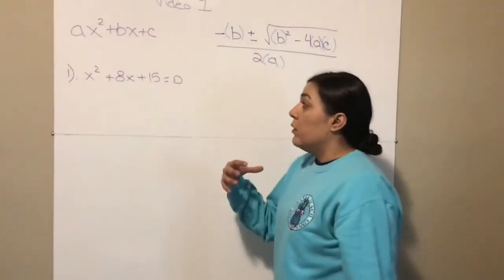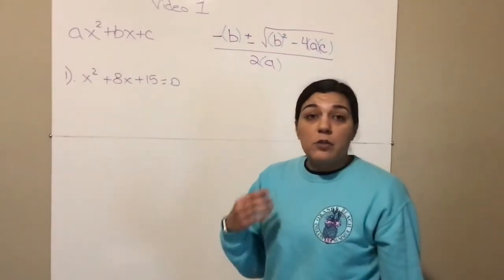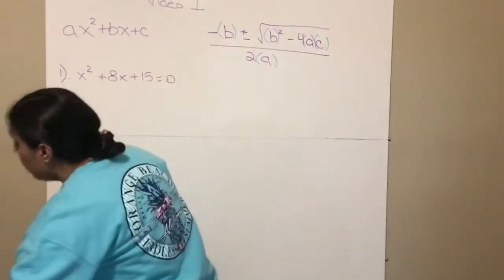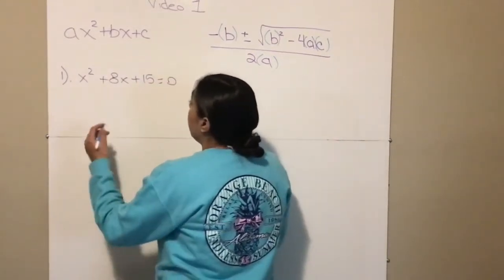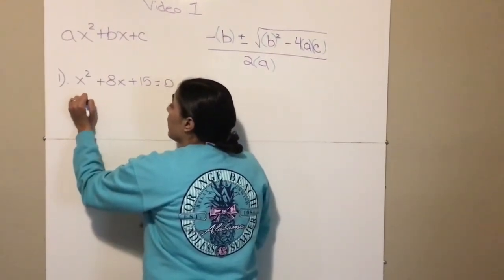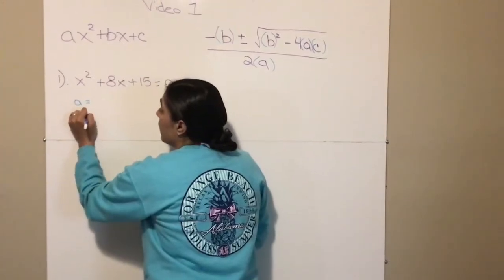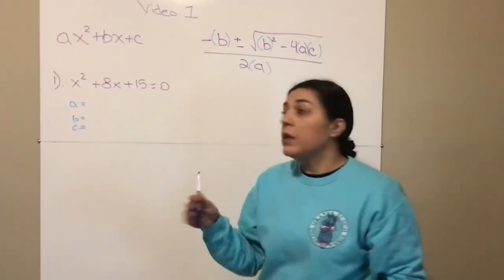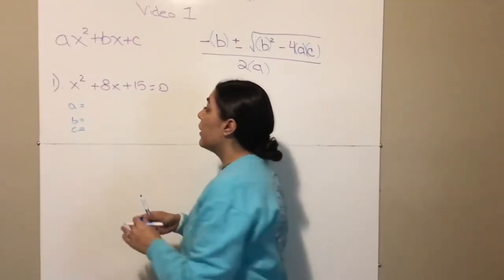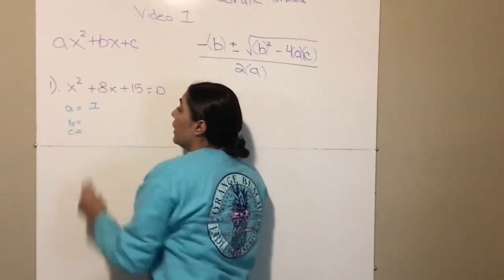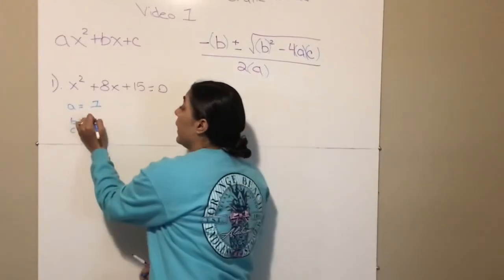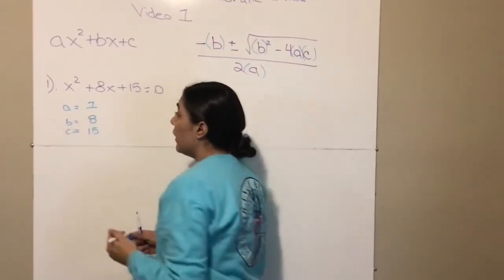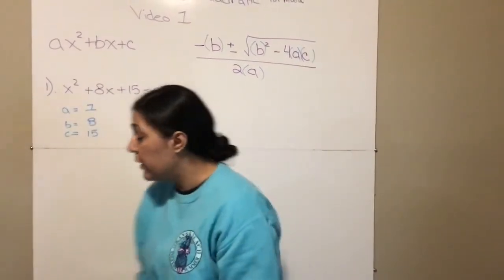Now, you guys should all know how to do this, but we're going to make sure that we know what A, B, and C are. Okay, so if we're looking at this problem, we can tell what our A, our B, and our C are, and I want you to be thinking about this while I'm doing it. Our A is 1, and our B is 8, and our C is 15. Okay, and so now it's just a matter of plugging this stuff in.